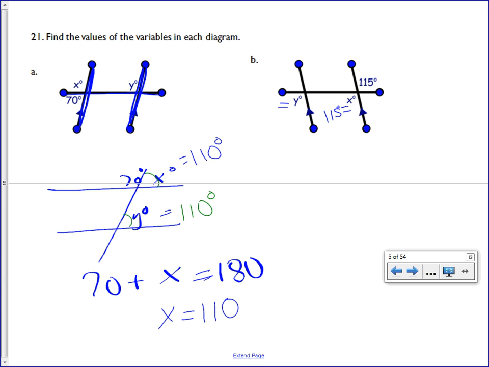And we can figure out what y is because y and x have what relationship? Your choices are going to be alternate interior angles, alternate exterior angles, corresponding, same side interior angles, or vertical. So what are they? Corresponding. Good. So y is 115, and we're done with 21A and B.